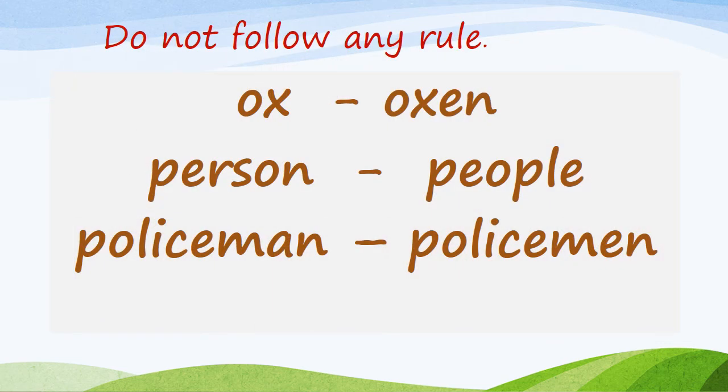Some more examples of words which do not follow any rule or where one or more vowels change. First one, ox, oxen. So one ox, many oxen. One person, many people. A policeman, many policemen.